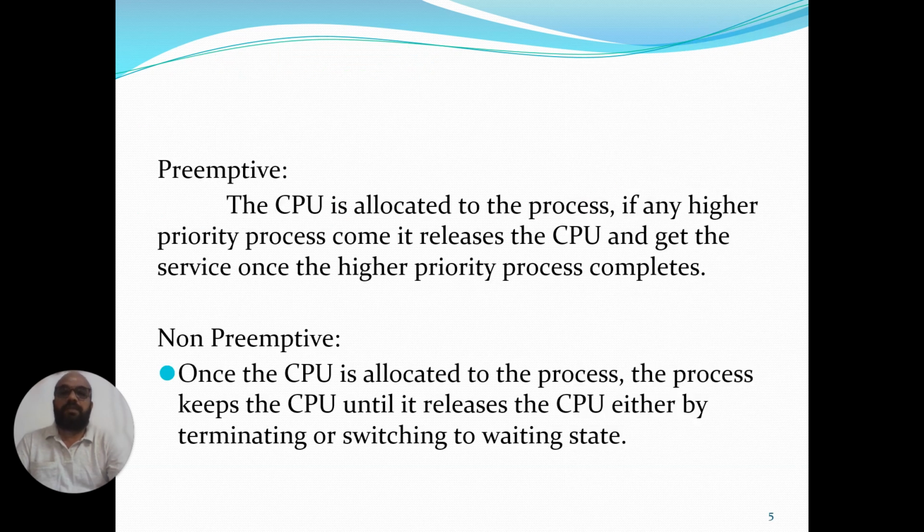So there are two types of scheduling: preemptive scheduling and non-preemptive scheduling. In preemptive scheduling, the CPU is allocated to the process, and when a high priority process comes, it releases the CPU and serves the high priority process. In non-preemption, once the CPU is allocated to a particular process, till the process completes, the CPU will not release it by switching to another.